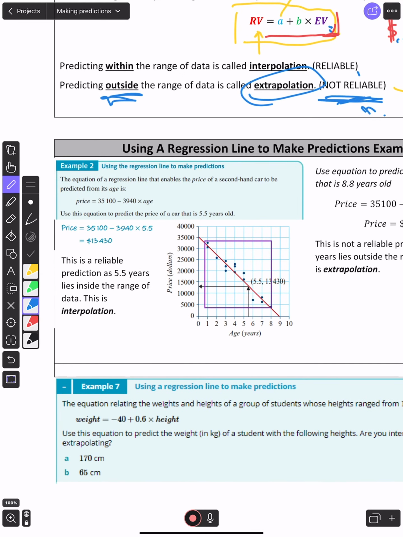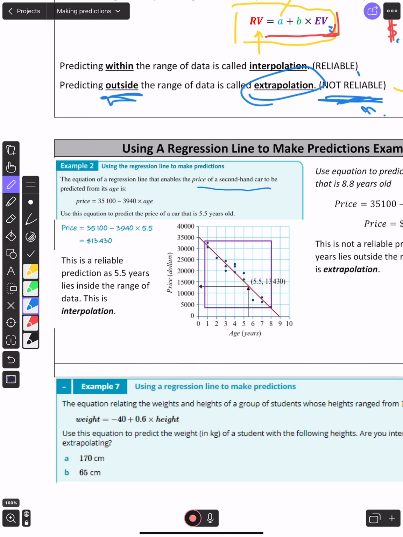All right, so the equation of the regression line that enables the price of a second-hand car to be predicted from its age is given by price is equal to 35,100 minus 3,940 times the age of the car. Use this equation to predict the price of a car that is 5.5 years old.